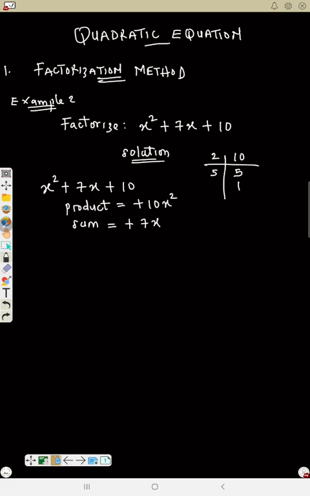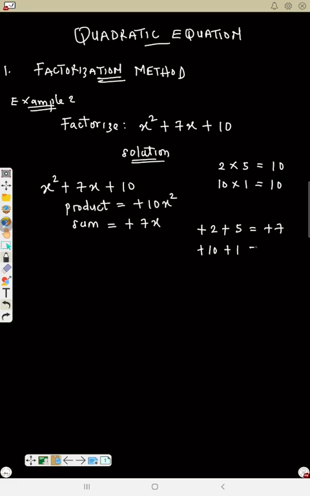That means the numbers that we can multiply that will give us 10 are: 2 times 5 will give us 10, also 10 times 1 will give us 10. But out of these numbers, which one can we add together that will give us 7, the sum? So if you add the first one, plus 2 plus 5, that is plus 7. Then add the second one, plus 10 plus 1, that's plus 11.